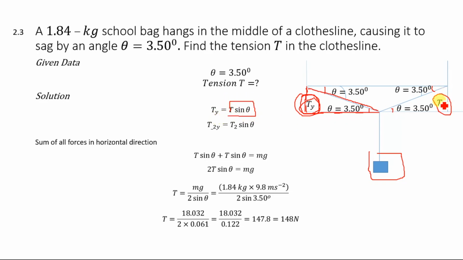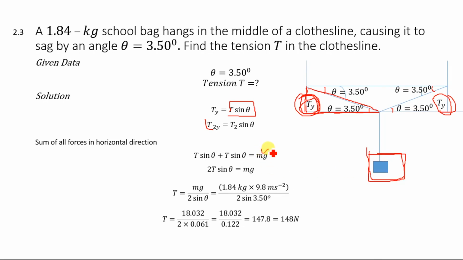Similarly, this T2y is also equal to T sine theta, because all of these sides are equal. So we have T sine theta plus T sine theta. This Ty and this Ty is equal to mg. Mg is the weight, or the force due to the mass of this bag, and that is equal to mg.